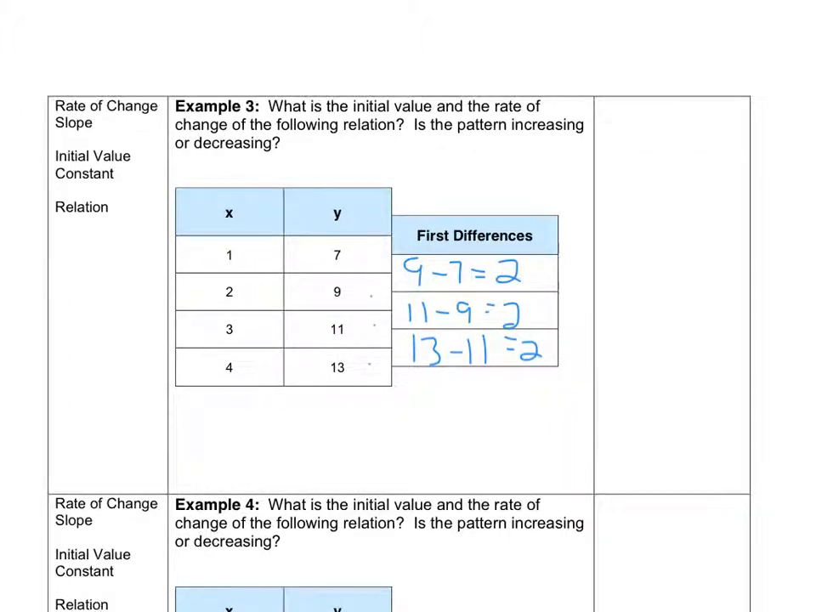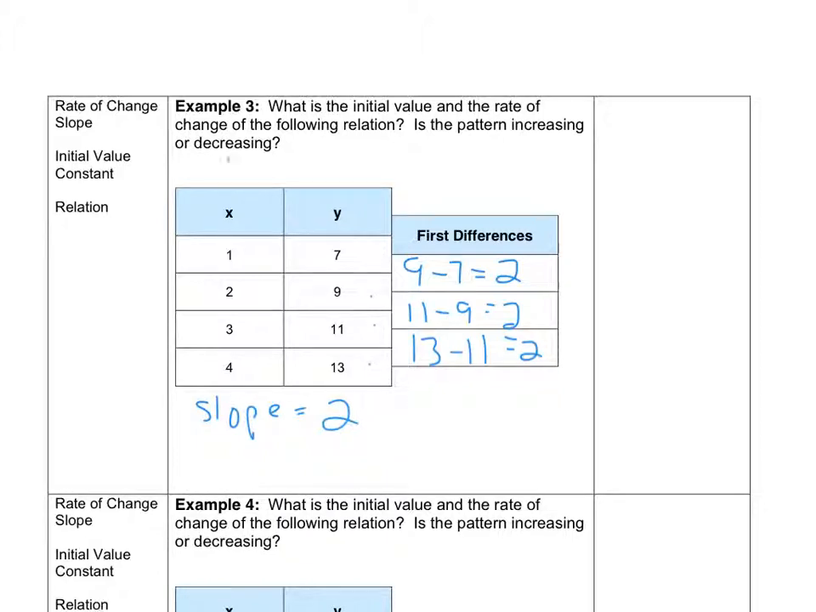And therefore, my slope is just 2. Now, this is only the case because our x values are increasing by 1, that our first differences is the same as the slope. If the x values were increasing by anything other than 1, I would have to do another step to find the slope given the first differences. And we're going to look at that in a future lesson.